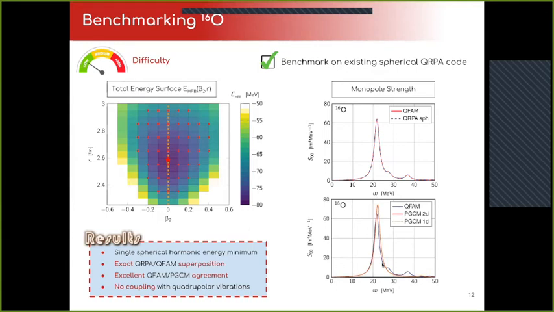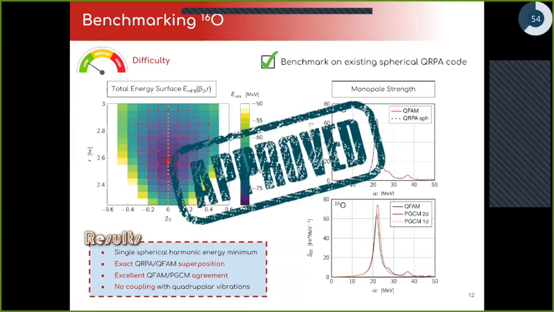And in general, we have a good agreement in terms both of the position of the peak and of its height, so that overall we can say that both methods can be considered approved, and we can go on to some more interesting case.